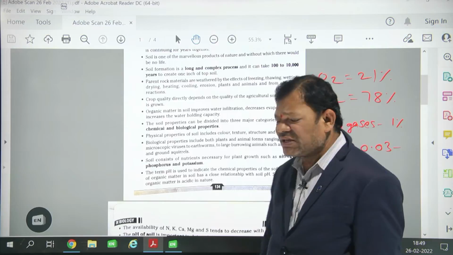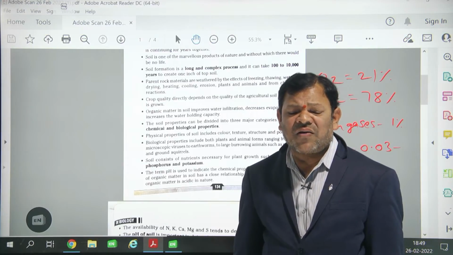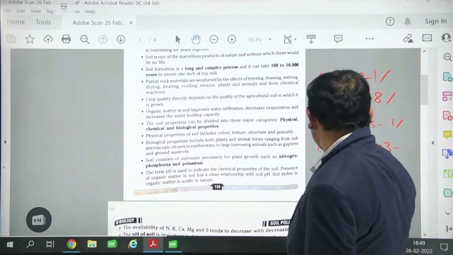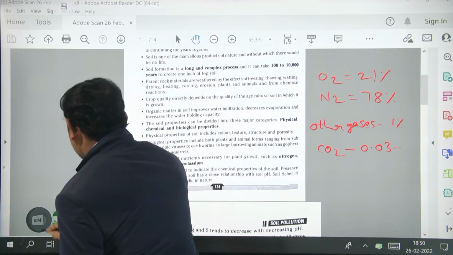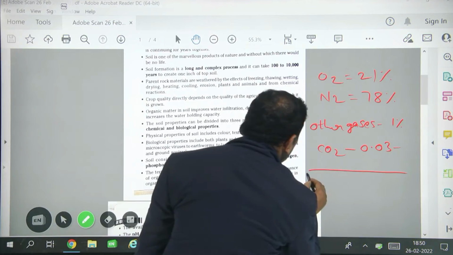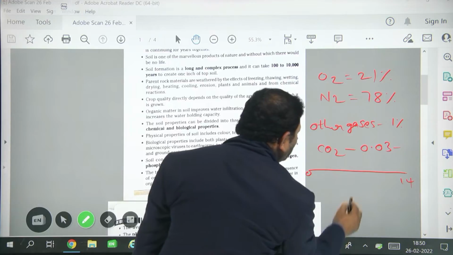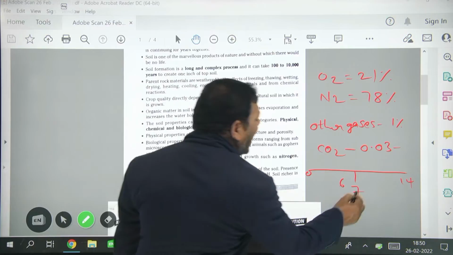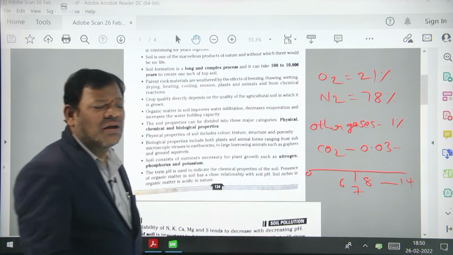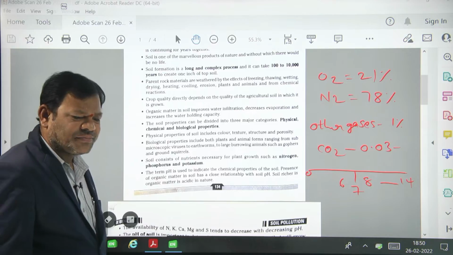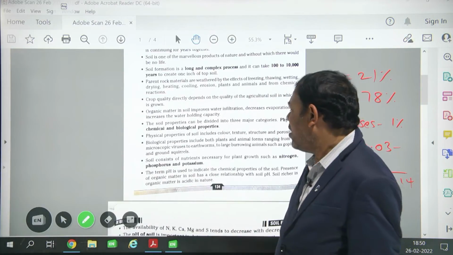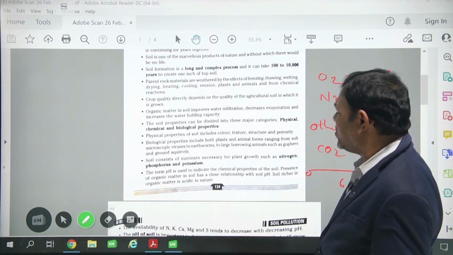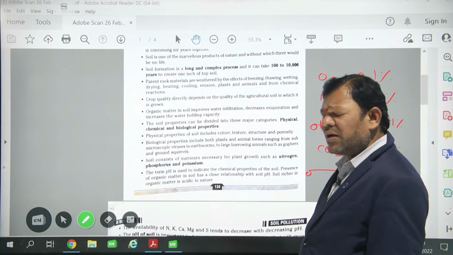So the term pH, what does pH mean? The negative logarithm of the hydrogen ion concentration is called pH. You know very well that the pH scale is from 0 to 14. 7 is neutral, 0 to 6 is acidic, and 8 to 14 is alkaline in nature. Is it okay? The term pH is used to indicate the chemical properties of the soil.